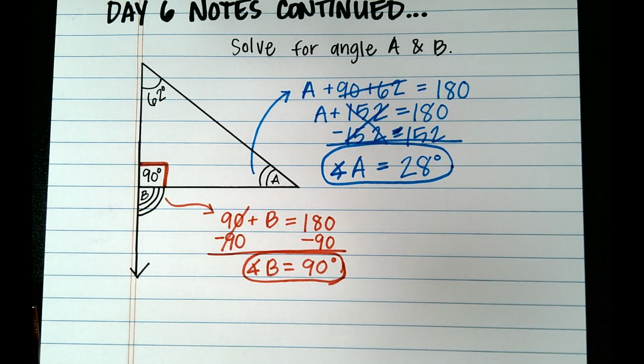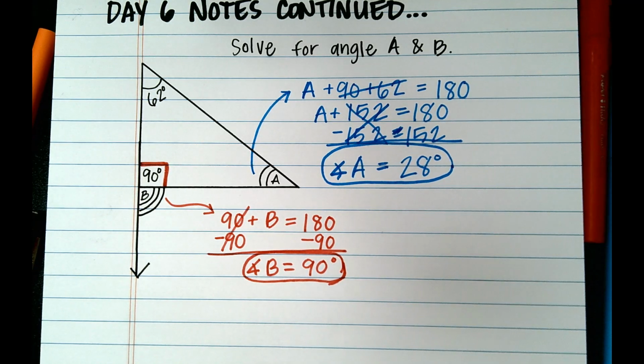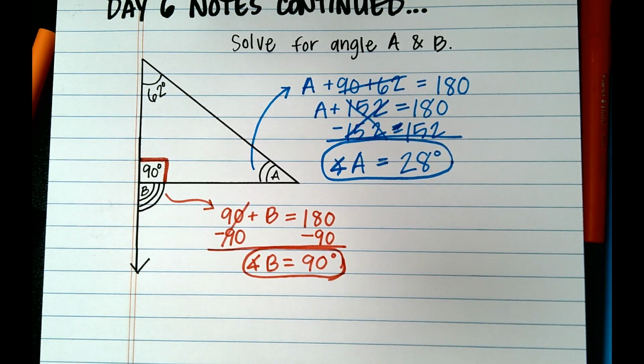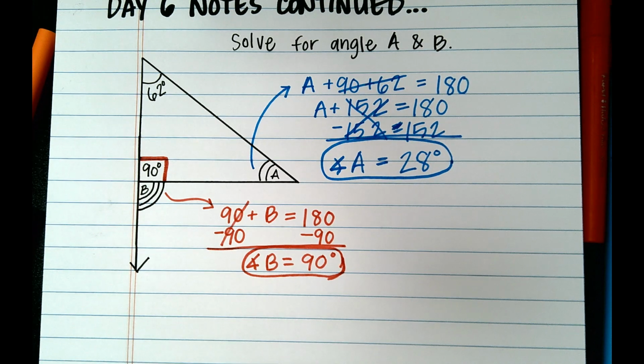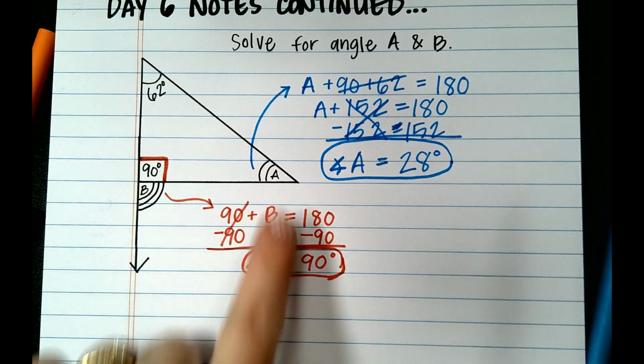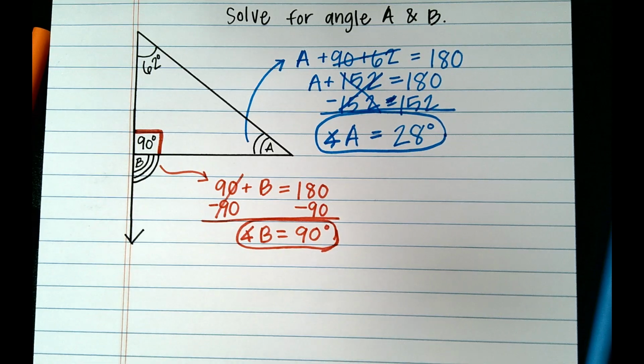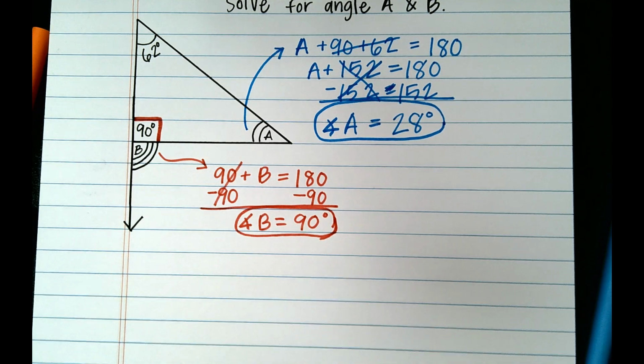Not too bad, huh? Pretty much always going to be setting it equal to 180. Triangles, 180 is that magic number. We use it for almost every problem. Awesome. So you say pretty much always. Pretty much always. So here's an example where we wouldn't use 180.